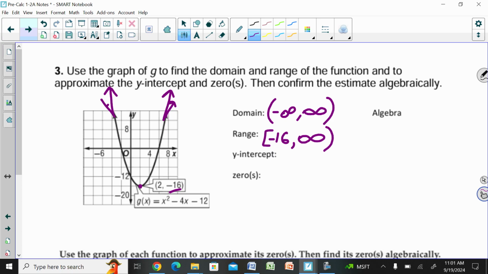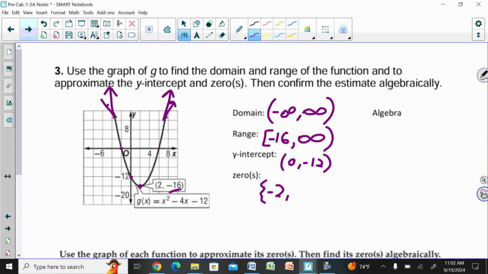Okay. All right, y-intercept. Y-intercept we know is where it crosses the y-axis. So it looks like it crosses right here. So just by looking at it, I can say that's 0, negative 12. And that would be the y-intercept. And then my zeros, I'm just kind of estimating where does it cross the x-axis. So zeros, roots, solutions, right? Where does it cross? Looks like it crosses there and here. So I'd say that's, what, negative 2.